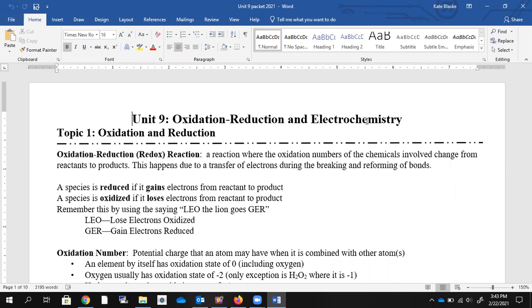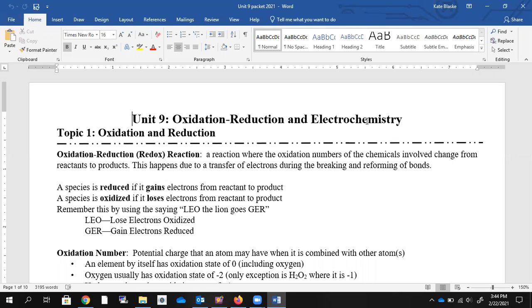So first, what we are often going to refer to as a redox reaction. That's an abbreviation for oxidation and reduction. I don't know why you switch the order, but you do. This is a reaction where the oxidation numbers of the chemicals involved change from what they are as reactants to what they are as products. The reason that these numbers change is because these atoms have transferred electrons in the process of breaking and forming new bonds. So not only are they breaking and forming bonds, but they're actually moving electrons around in that process.